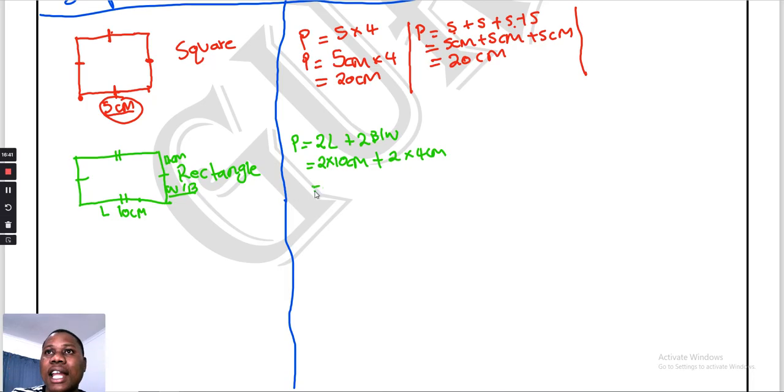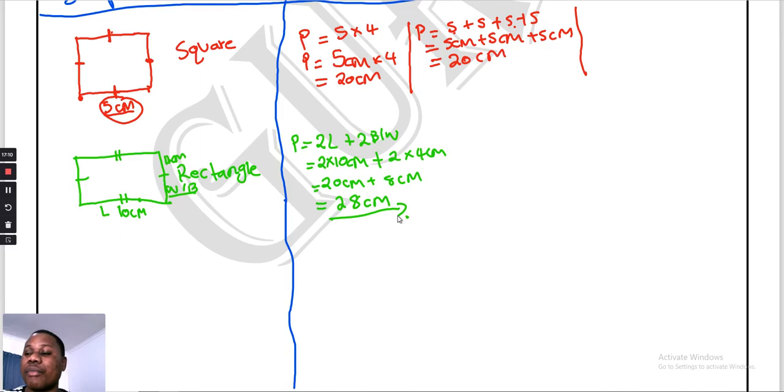And remember, we are calculating the total around this rectangle. So that's going to be 20 centimeters plus 8 centimeters, which equals 28 centimeters. That's how we're going to calculate the perimeter of a rectangle.